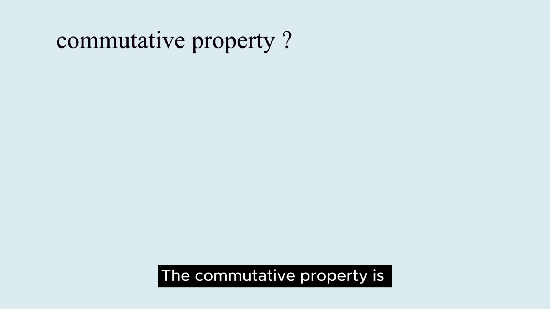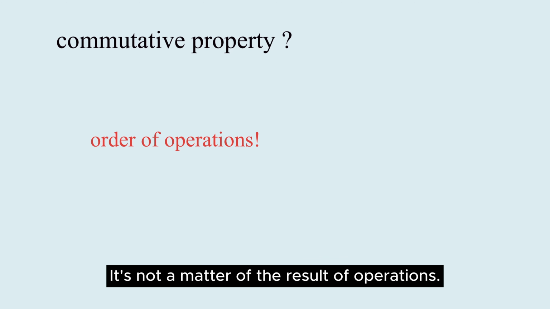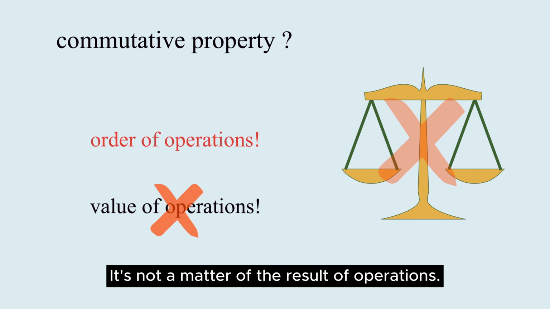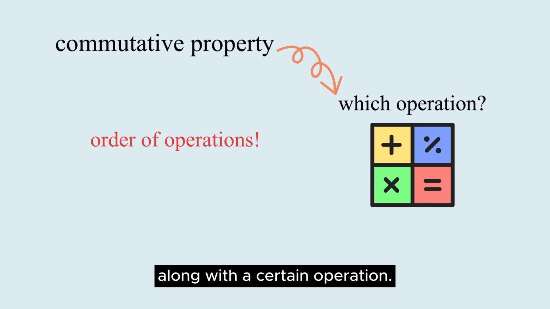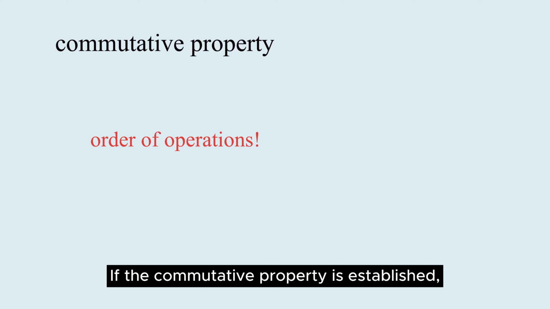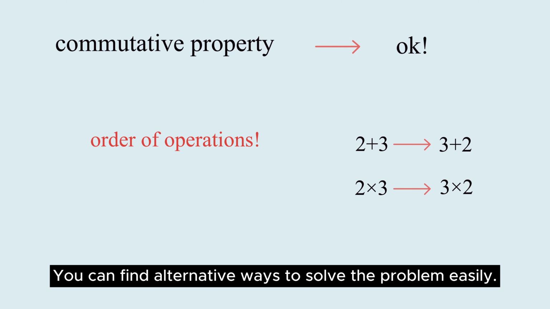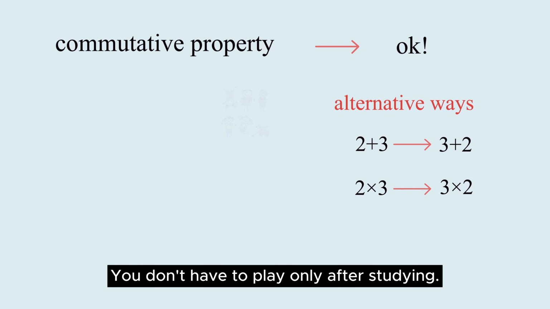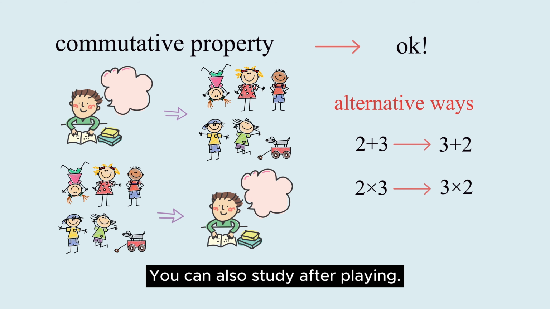The commutative property is a matter of the order of operations. It's not a matter of the result of operations. So, the commutative property is always mentioned along with a certain operation. If the commutative property is established, you can change the order and try different operations. You can find alternative ways to solve the problem easily. You don't have to play only after studying. You can also study after playing.